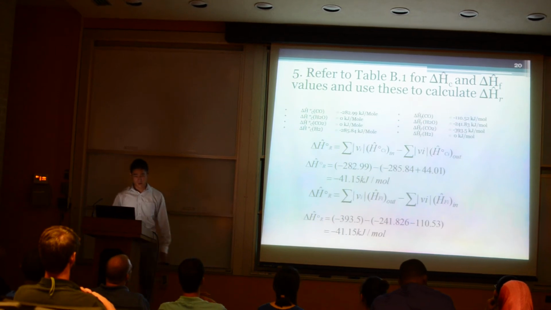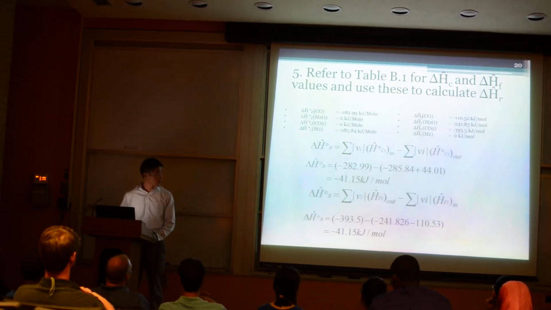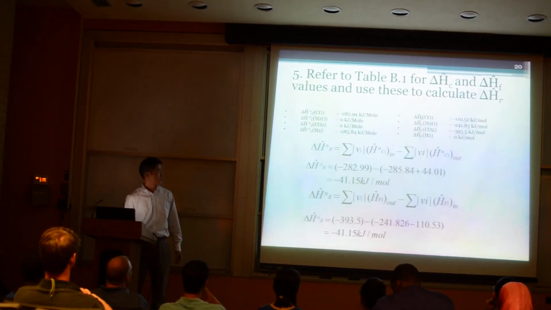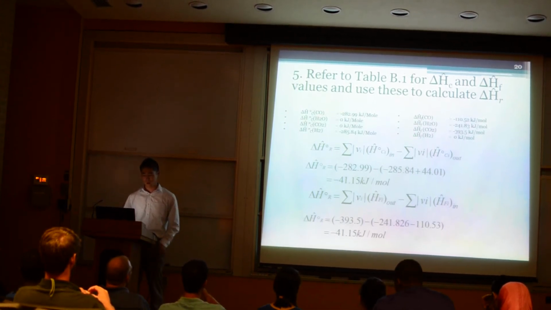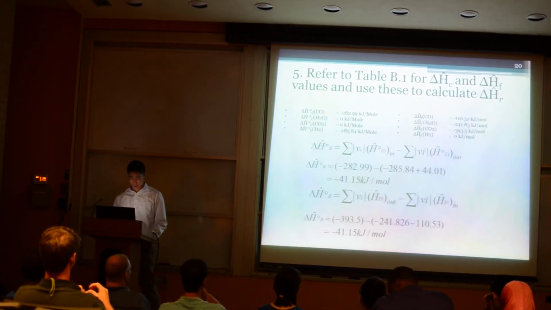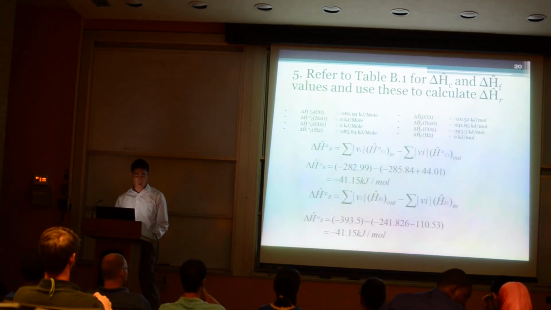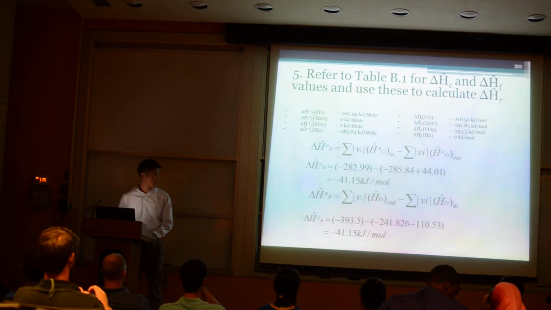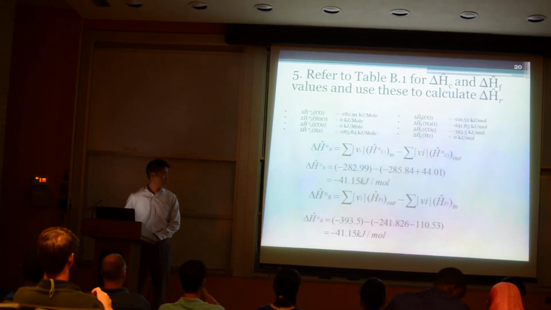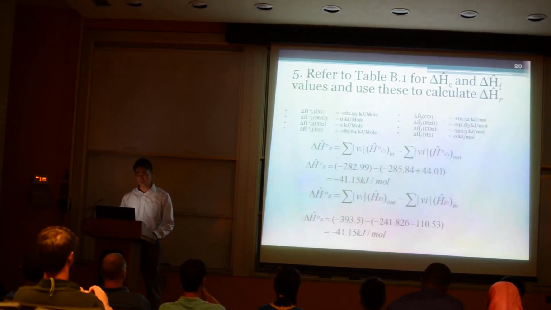There are 2 ways to calculate the standard heat of reaction. You can do heat of combustion or heat of formation. All these are taken from table B1. The main difference is that if you use heat of combustion, you have to do reactants minus products, but you also have to factor in 44.01, which is the heat of vaporization of water.